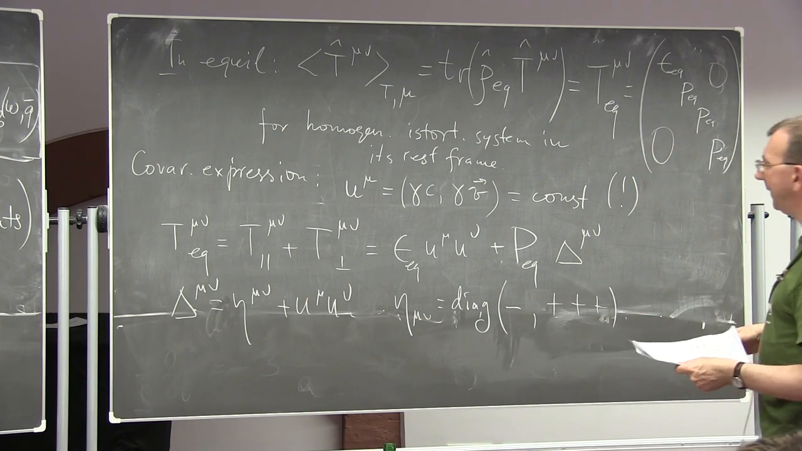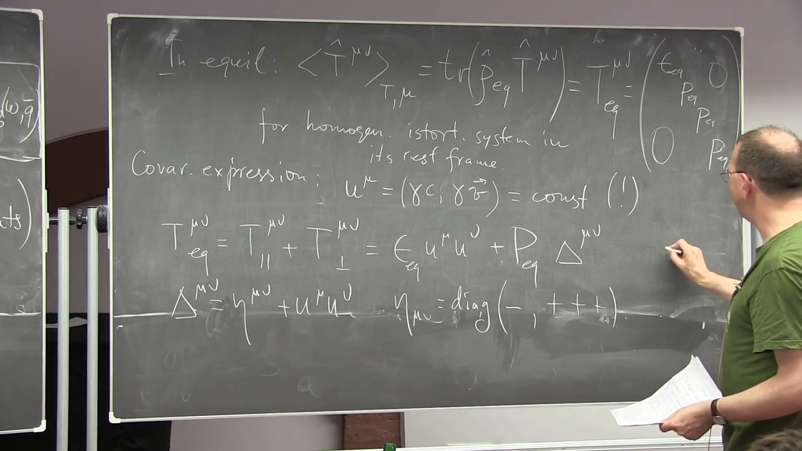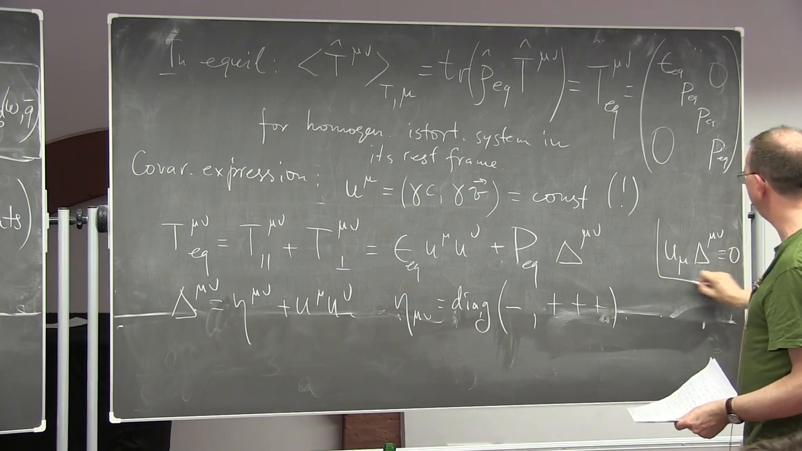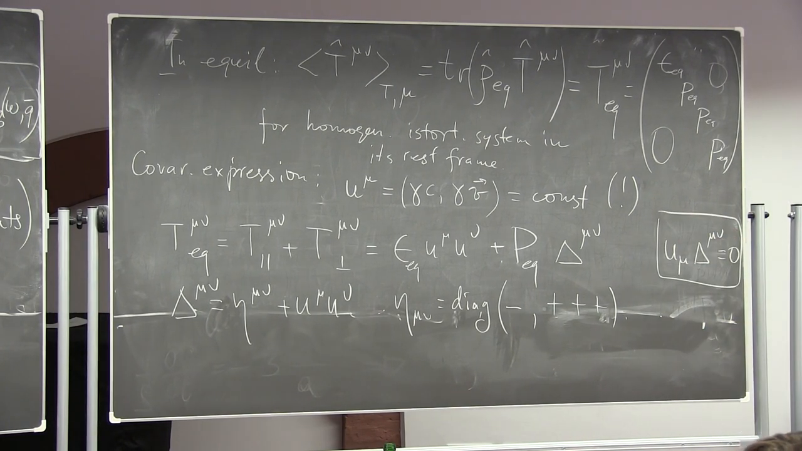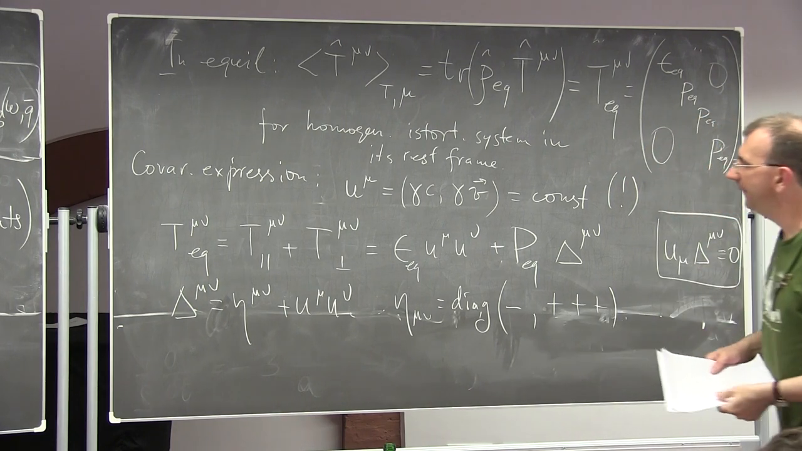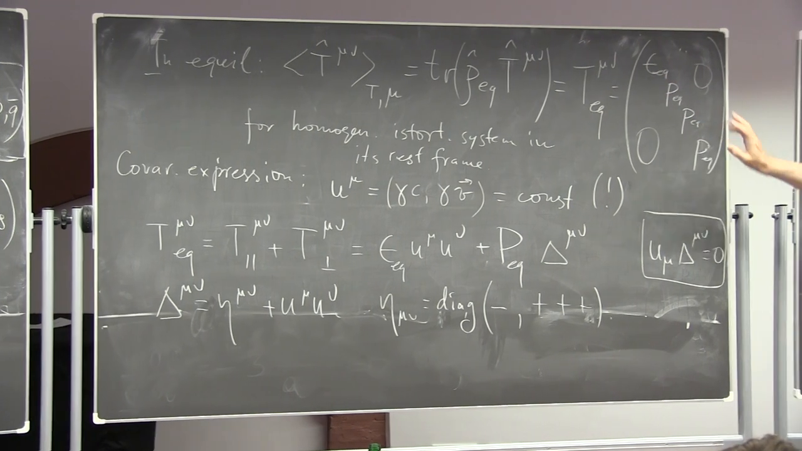Now, the property of this delta, why introduce delta? It has a very nice property that u mu delta mu nu is equal to zero. So this delta acts as a projector. Now, what happened here is that I rewrote this expression. So a simple exercise for you is to derive this line from the expression for T mu nu in its rest frame, right?